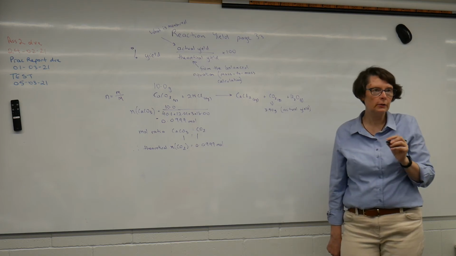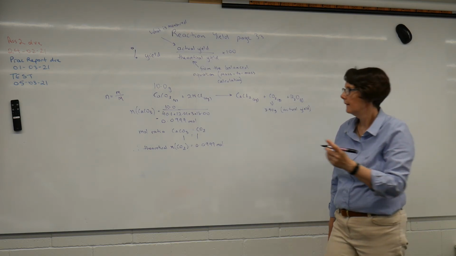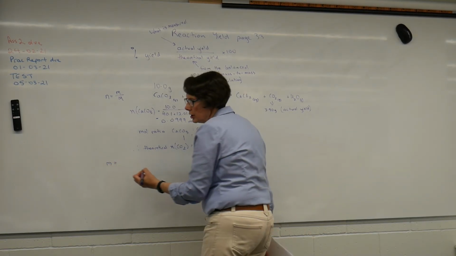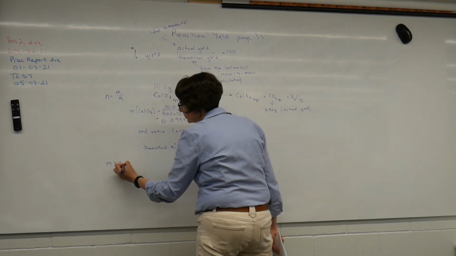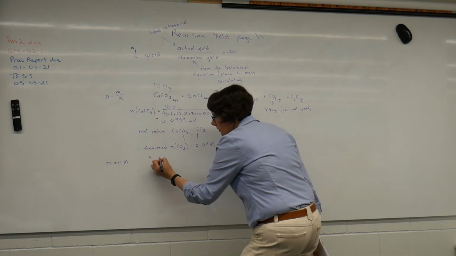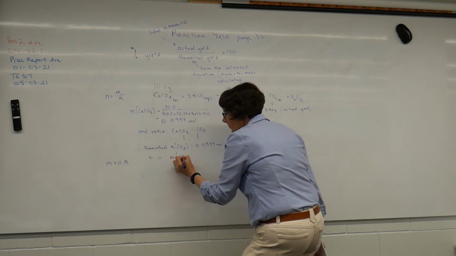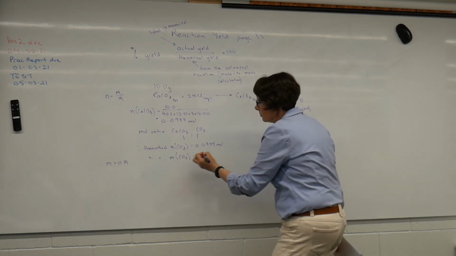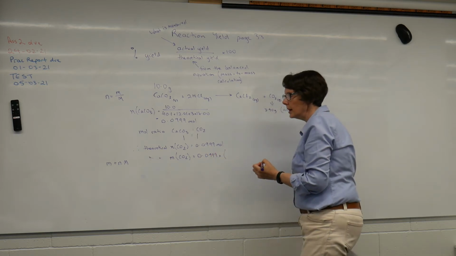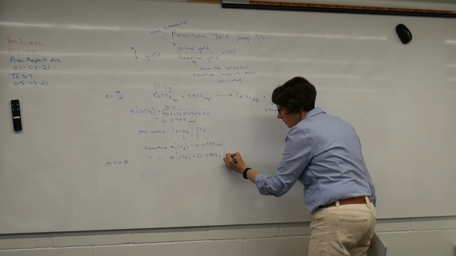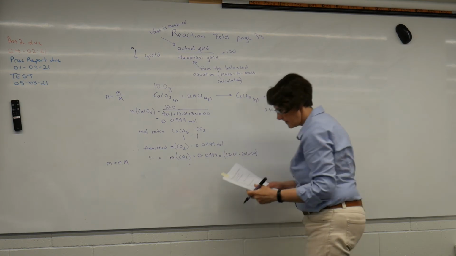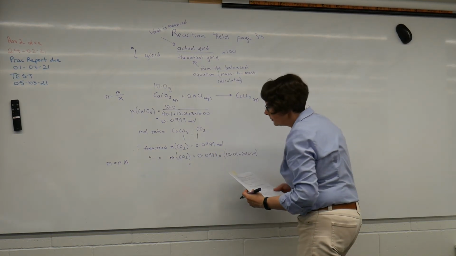And now I need to convert that to the theoretical mass. So if I rearrange my equation to find the sample mass, it's going to be the moles multiplied by the molar mass. So the theoretical mass of carbon dioxide will equal the moles multiplied by the molar mass of carbon dioxide. And we get 4.40 grams.